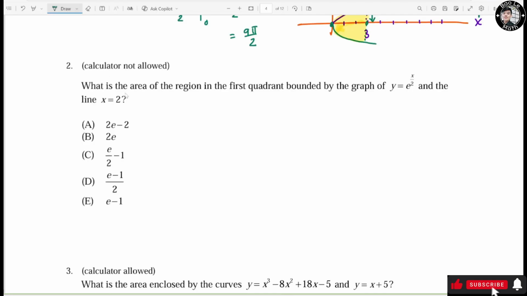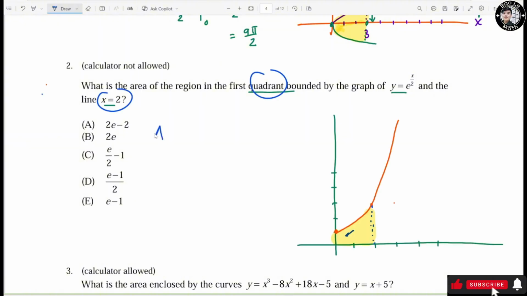Now question 2. What is the area of the region in the first quadrant bounded by the graph y equals e to the x over 2 and the line x equals 2? Alright, so we're going to graph this one. So the area is the integral from 0 to 2 of y top subtract y bottom. Y bottom is the x-axis, which means y equals 0, right? Y top is right here, right? So it could be e to the x over 2 dx, right?